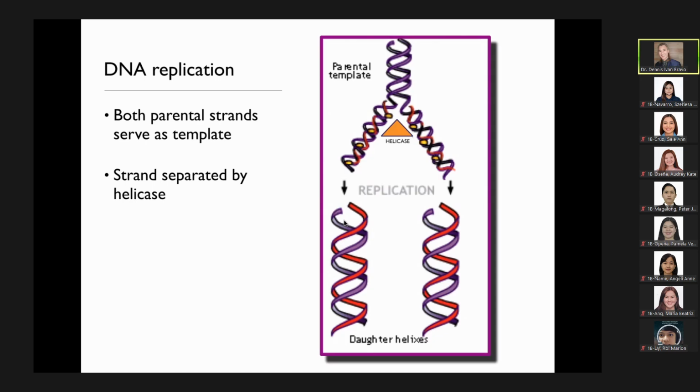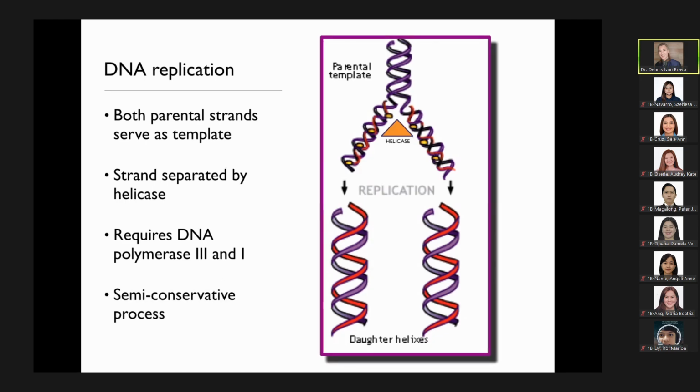Now that we have separated, each parental strand can serve as a template to synthesize the new strand. The process of replication is catalyzed by 2 enzymes, DNA polymerase III and DNA polymerase I, with DNA polymerase III being the main replicative enzyme. And the process is said to be semi-conservative.